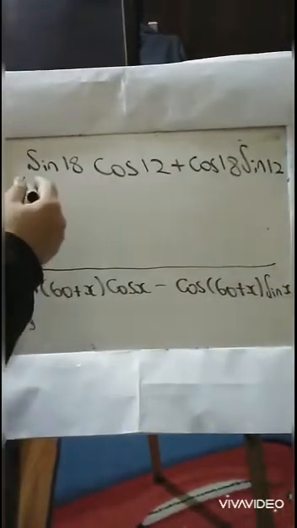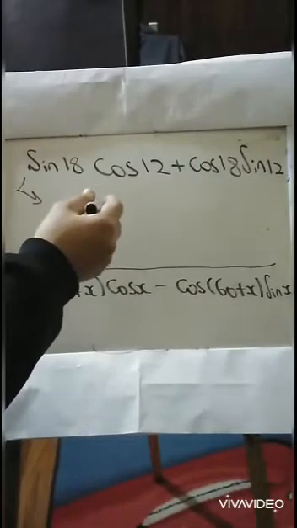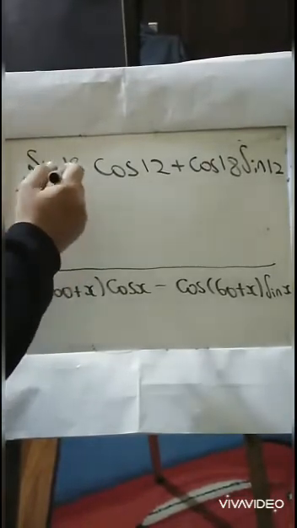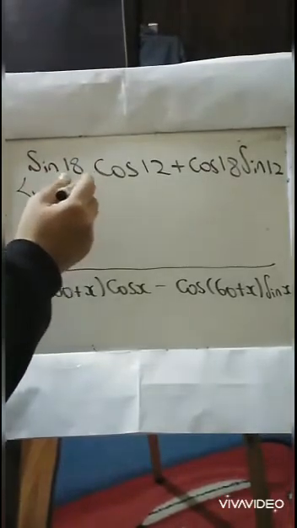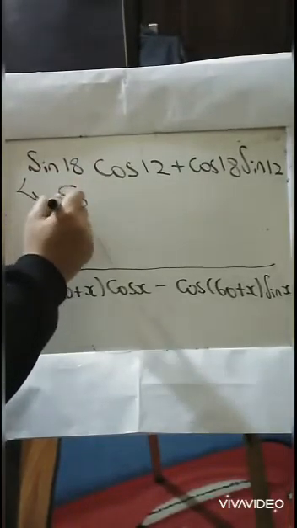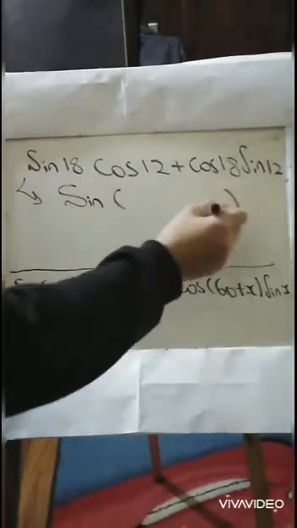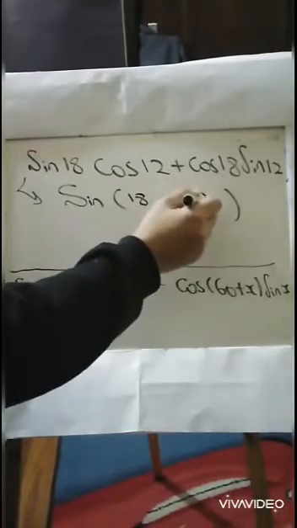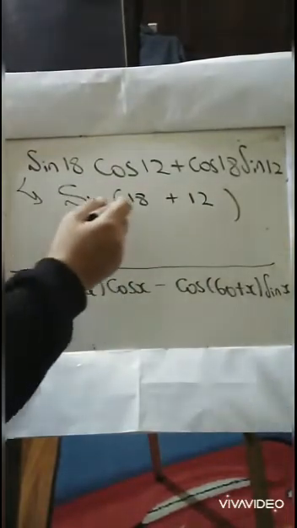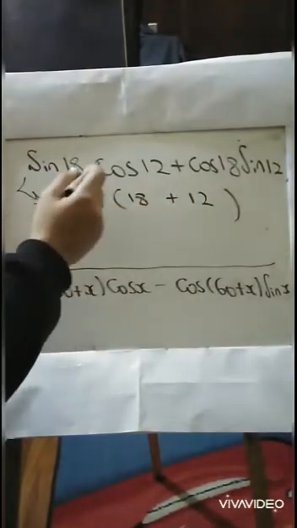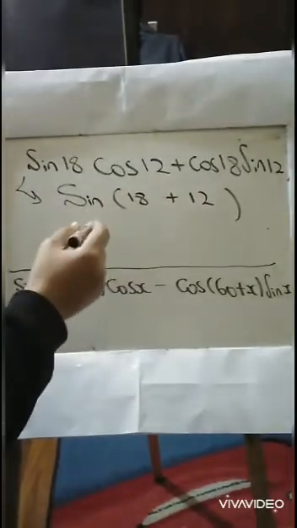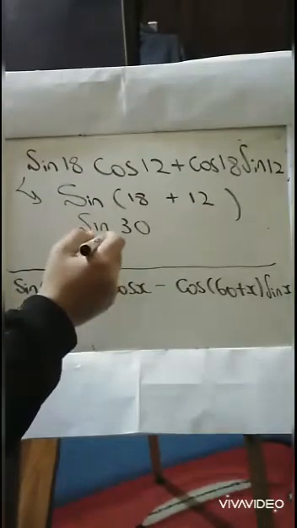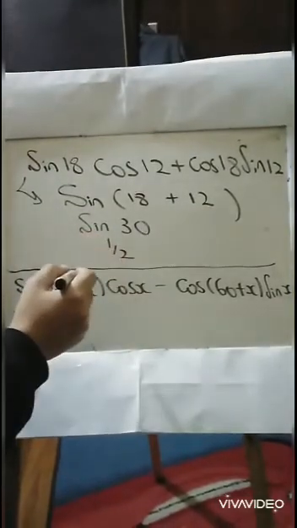Another example, if we have sine 18 cosine 12 plus cosine 18 sine 12. We see this is the sine rule. So sine 18 cosine 12 plus cosine 18 sine 12 can be written as sine, with the same sign here, plus, of 18 and 12. Again, sine 18 plus 12 can be written as sine, cosine, cosine, sine. So here is the opposite. Now what's 18 plus 12? 18 plus 12 will be what? 30. And all of us know that sine 30 is equal to half.